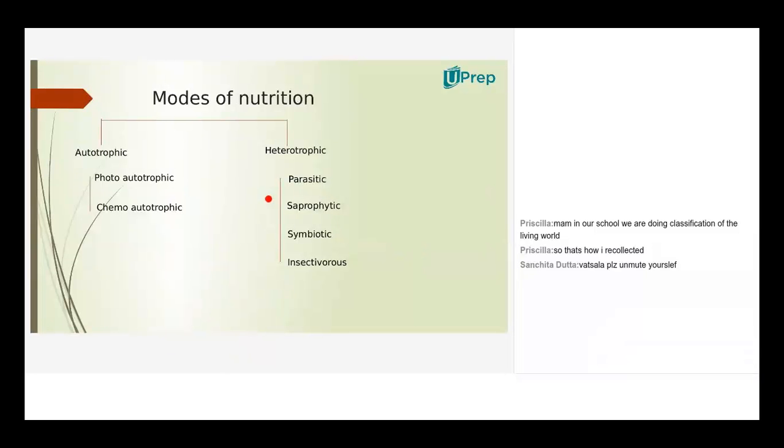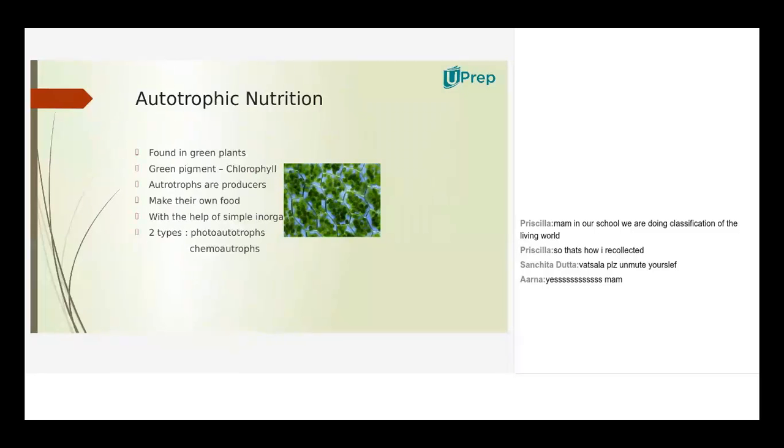Yes, ma'am. Are we totally clear between saprophytic, symbiotic and parasitic? Because these three especially have a very thin line of difference. Insectivorous plants, we all know, we have been studying since childhood, but these three you have to be very clear. Ma'am, clear. Okay, good. Now we come to autotrophic nutrition one by one.